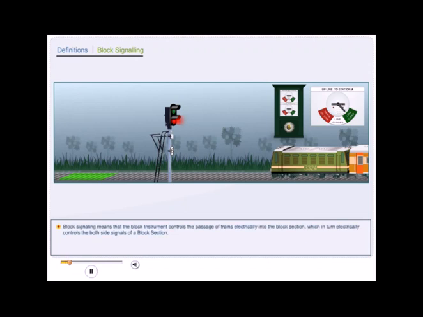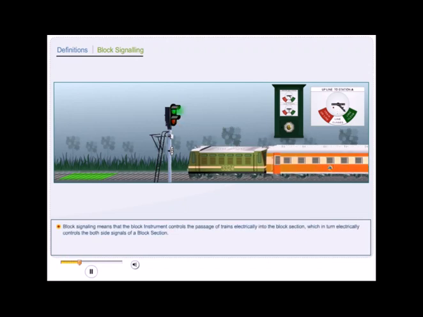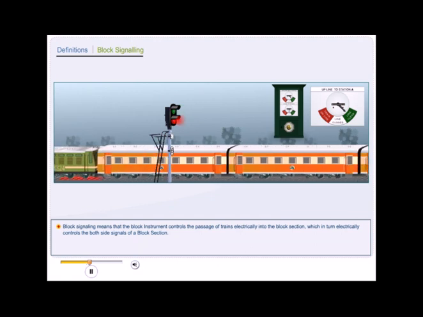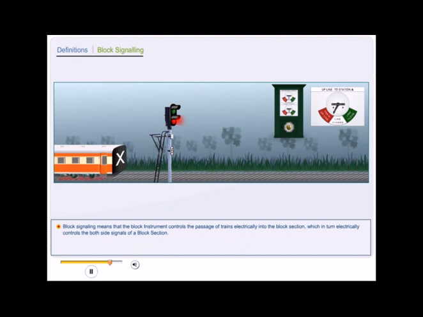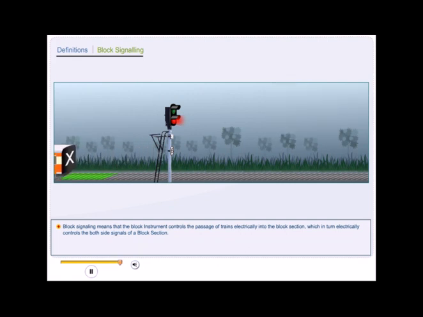Block signaling means that the block instrument controls the passage of trains electrically into the block section, which in turn electrically controls both side signals of a block section.